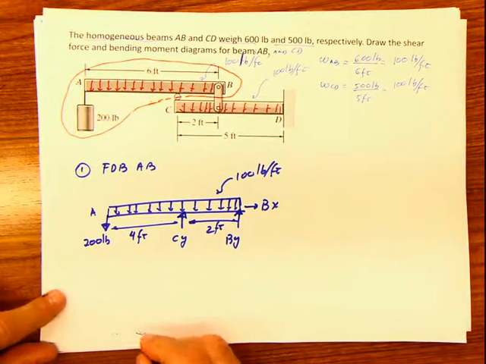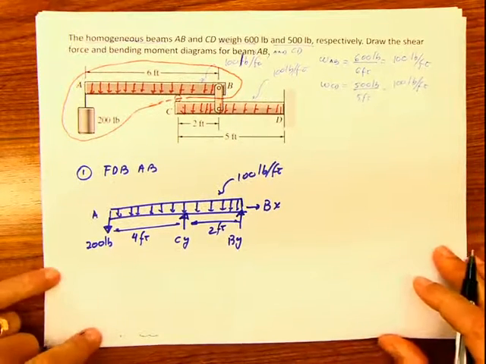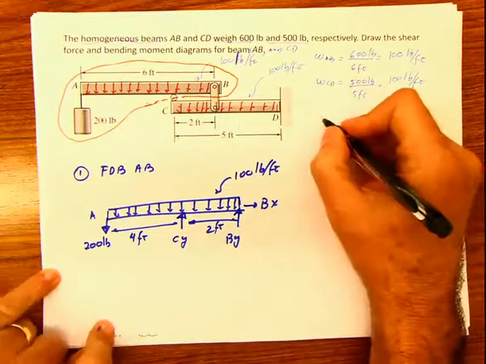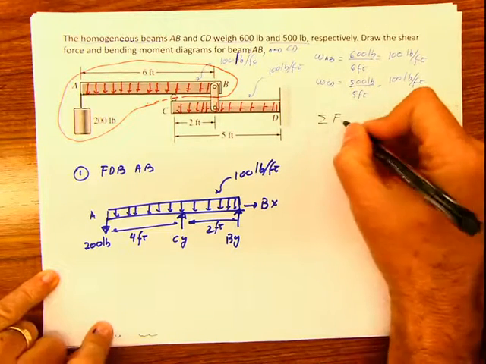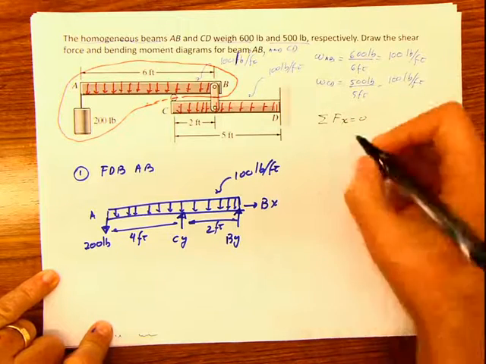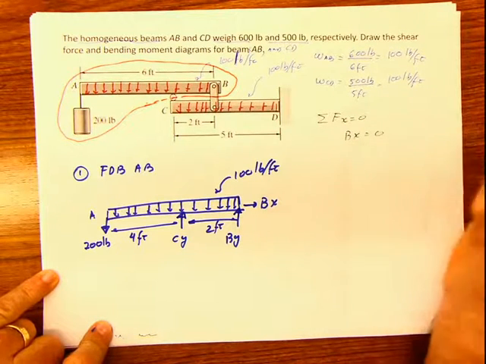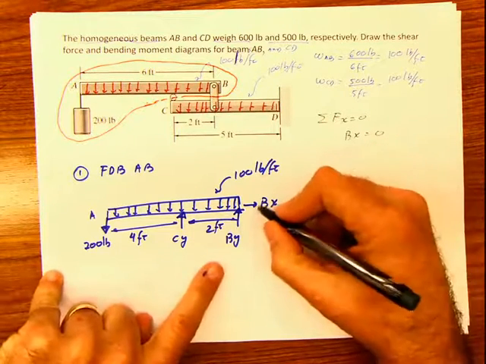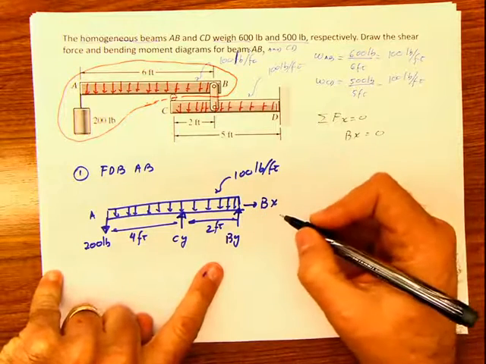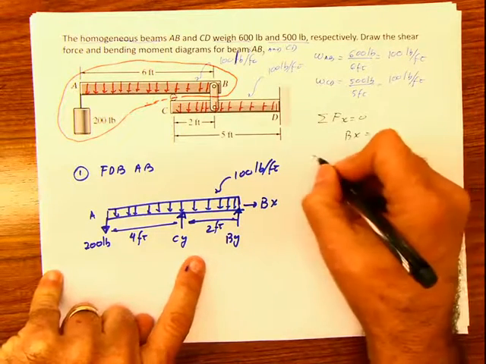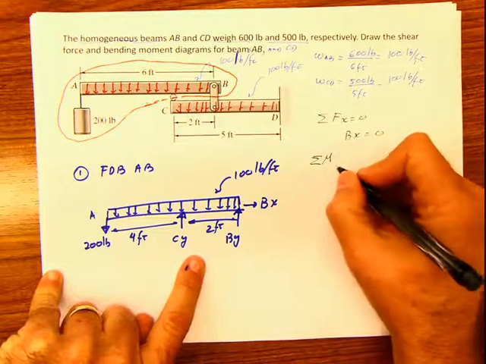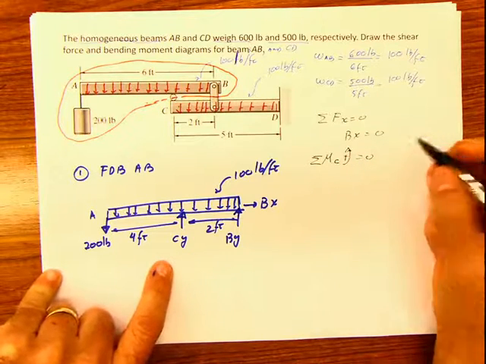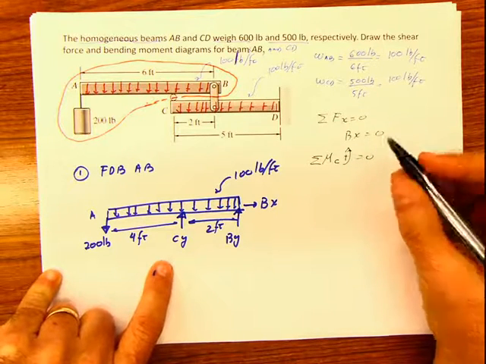Now, if I want to calculate the reactions, I have three unknowns. I can start by saying summation of forces in x equals 0, and then I get that Bx is 0, because there's no other horizontal force here. Perfect, done. And then I can do summation of moments anywhere, really. I'm going to do it at C. Summation of moments at C equals 0.